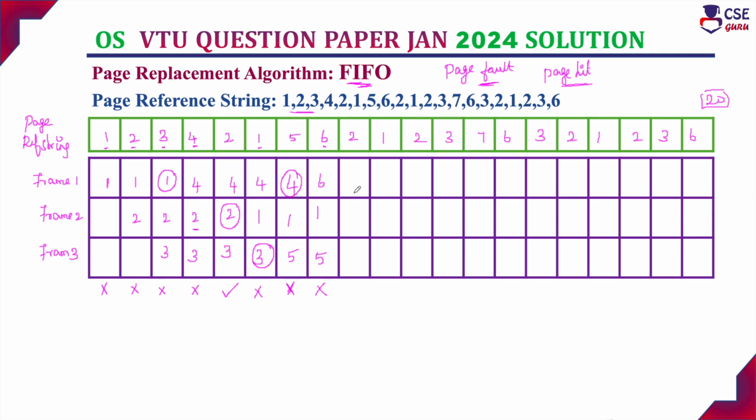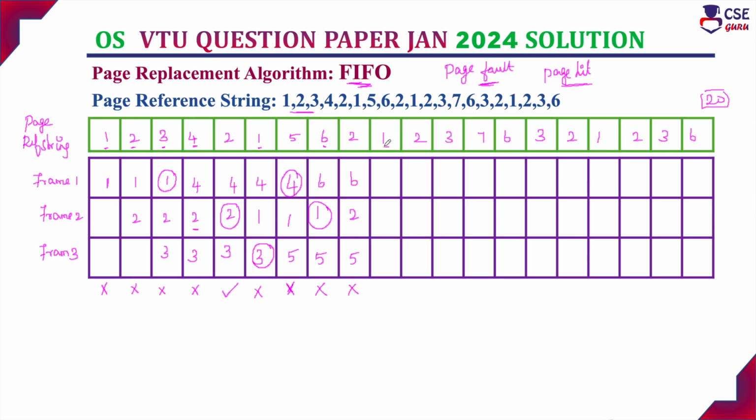Next, if you are considering 2, it is not there in main memory. You need to swap out one page. So which one is the victim page? 6 is recent. So the oldest one here, if you are considering, is 1. Select 1 as the victim page, replace with 2. 6, 2, 5 and this is also a page fault.